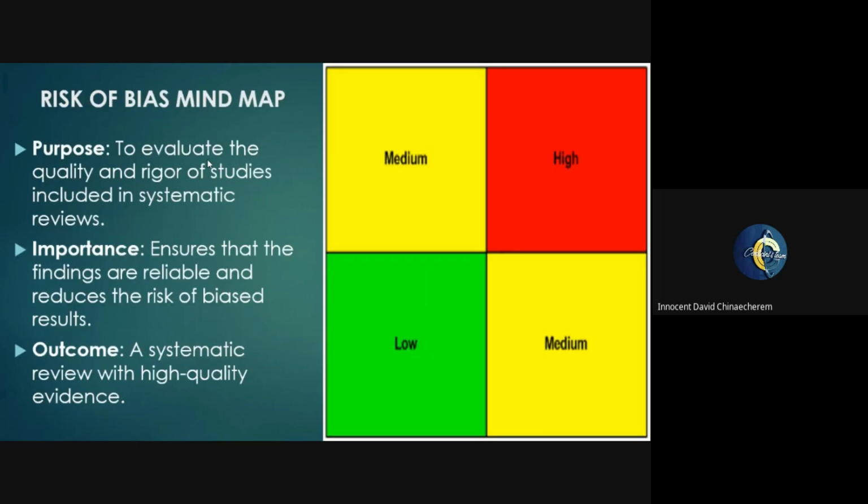Now, it's very important for us to understand that in our risk of bias mind map, the first thing to understand is that the purpose of risk of bias is for you to evaluate the quality and rigor of studies included in systematic reviews. The importance is to ensure that findings are reliable and reduce the risk of bias in the results. Now, how about the outcomes? It means that we want to provide a systematic review that has very high quality. And when you say something has high quality, it has the integrity that you are longing for.